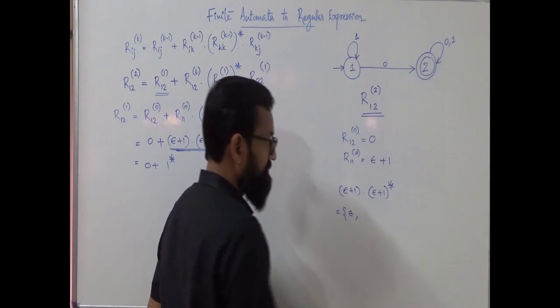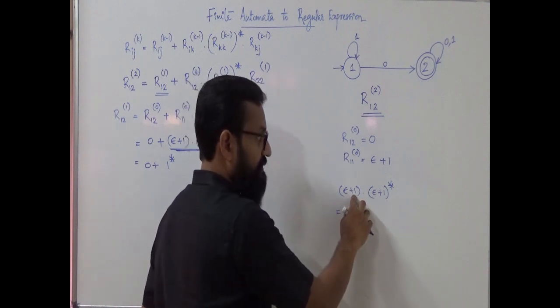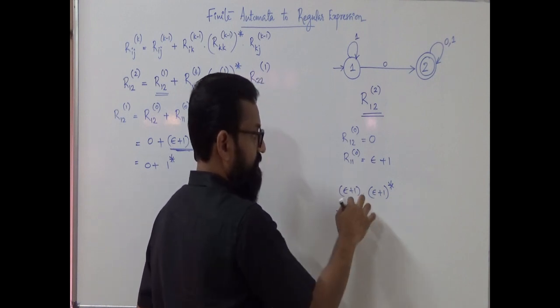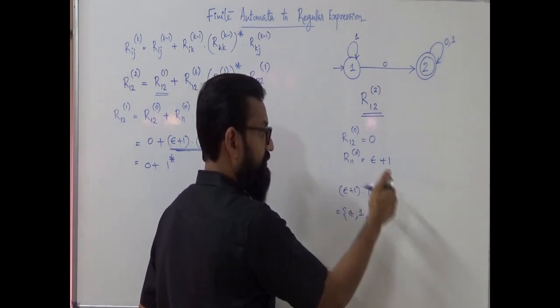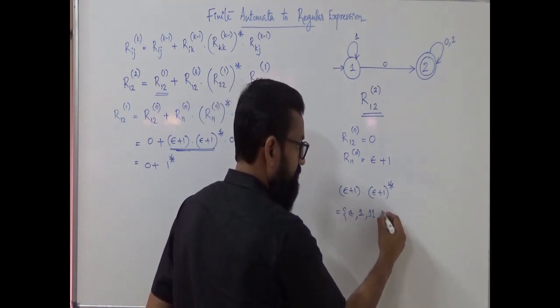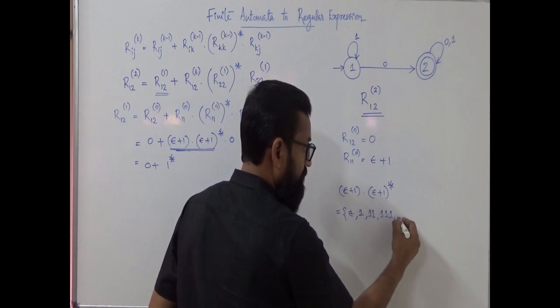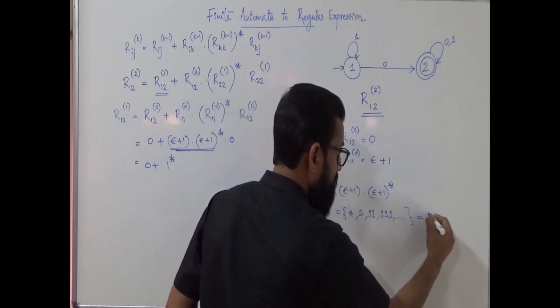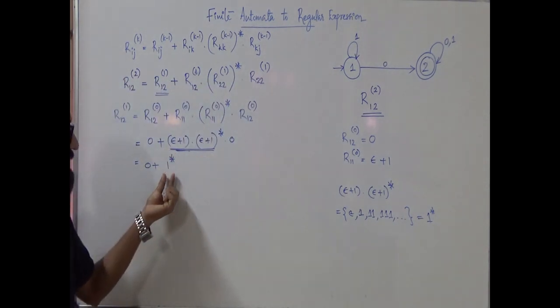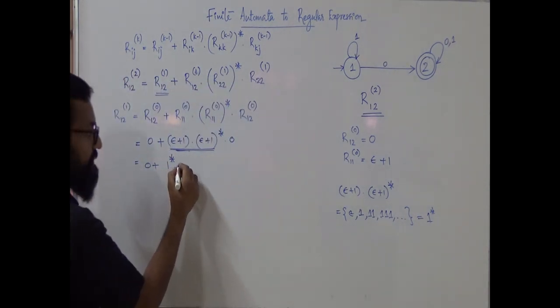So epsilon is the minimal string. From here you can take 1, here you can take epsilon, so you will be getting 1. Then from here you can take 1 Kleene closure, in the sense you can have 1, 1 1, then 1 1 1 and so on. So this is actually 1 Kleene closure. So we can minimize this to obtain 1 Kleene closure concatenated with 0.